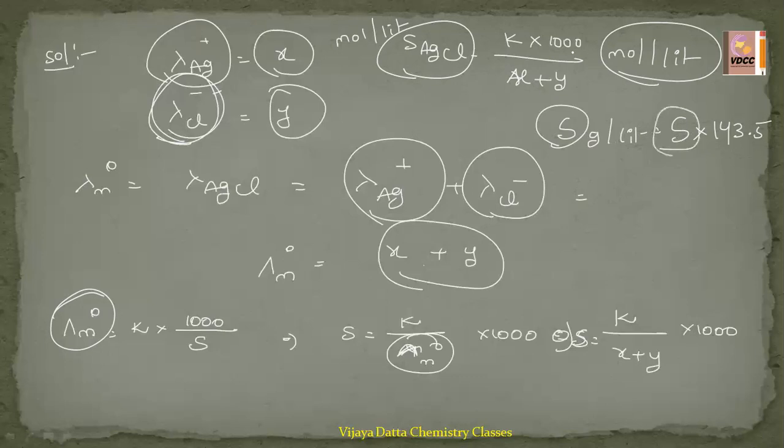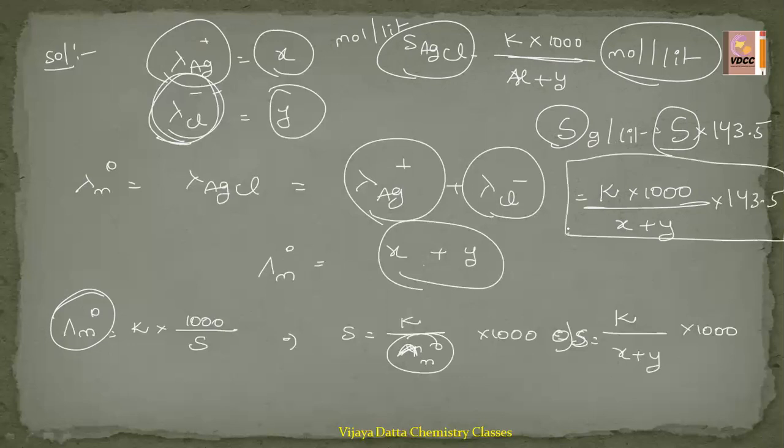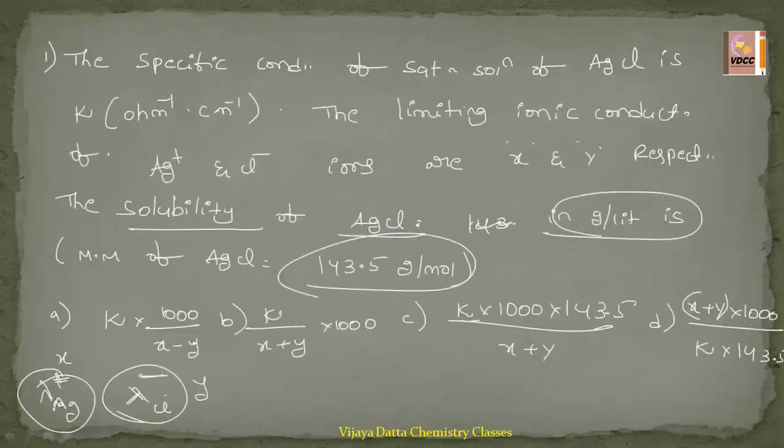The S value we already know: kappa into 1000 by small x plus small y, into 143.5. So this is the final answer he asked. Which option is it? 143.5 is there, even in option D it is there, but our answer is C. So the correct answer is C. This is the process to do the specific conductance problems.